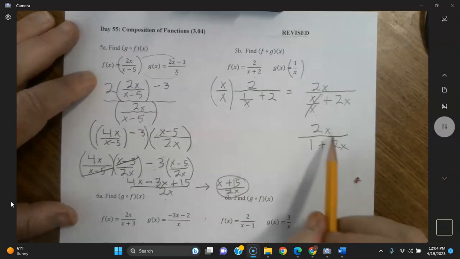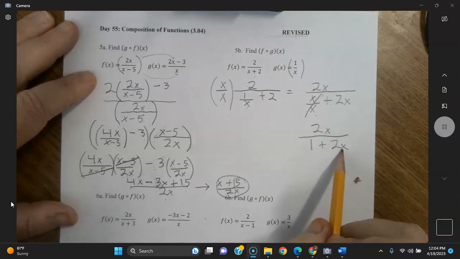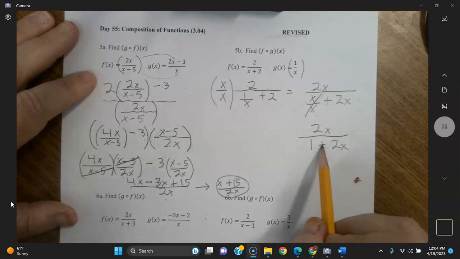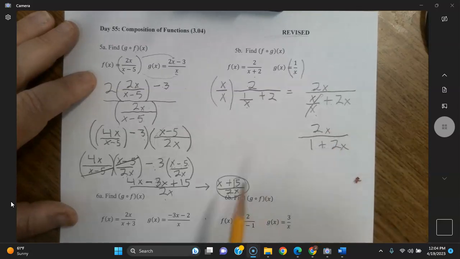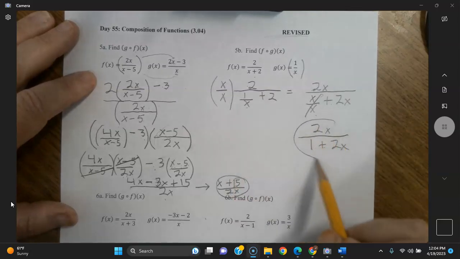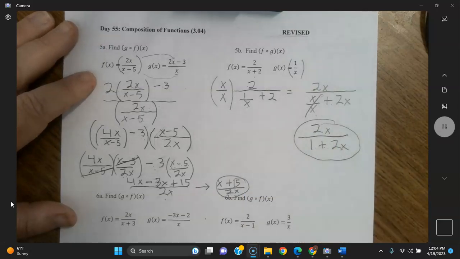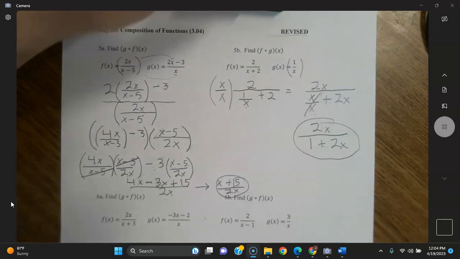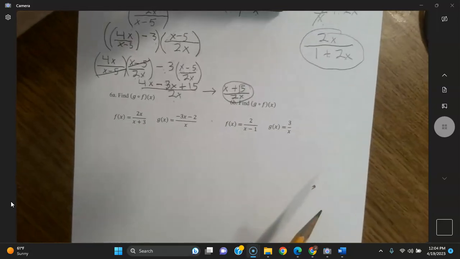Now you might ask, can this 2x and this 2x cancel? The answer is no, because it's a plus sign between these two. If this were a times sign, you could do that, but it's not. It's a plus sign. So this actually is your final answer. That's as far as you can take that simplification. Okay, let's keep on going down here to 6a.